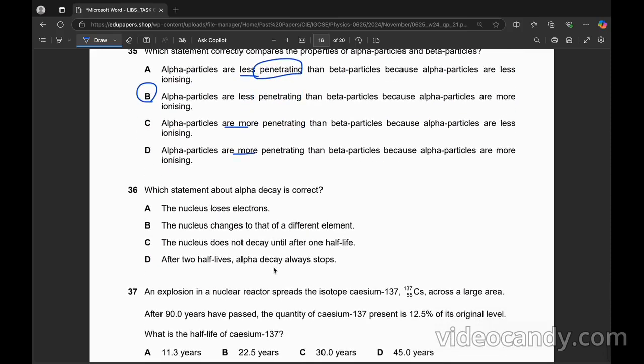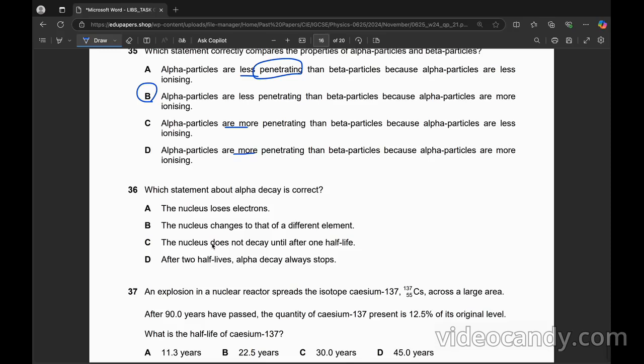36. Which statement about alpha decay is correct? A. The nucleus loses electrons. B. The nucleus changes to that of a different element. C. The nucleus does not decay until after 1 half-life. And D. After 2 half-lives, alpha decay always stops.